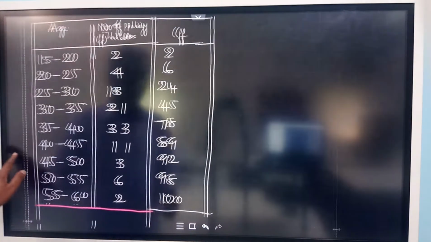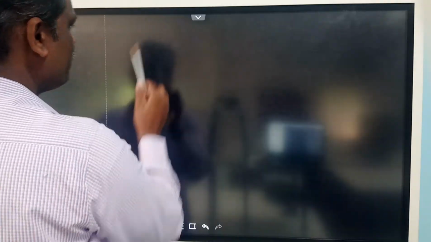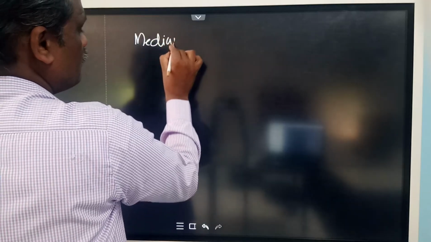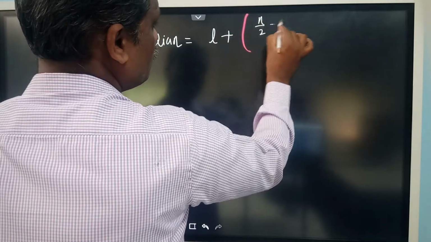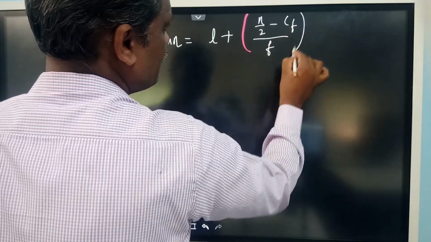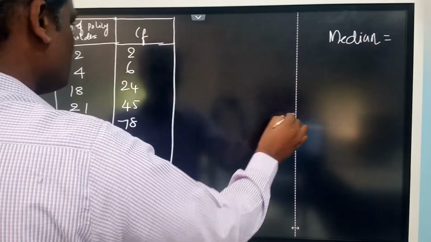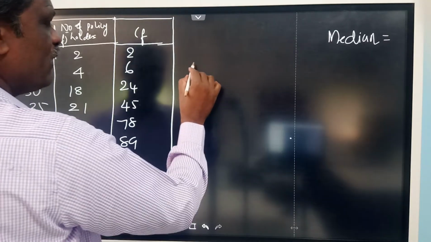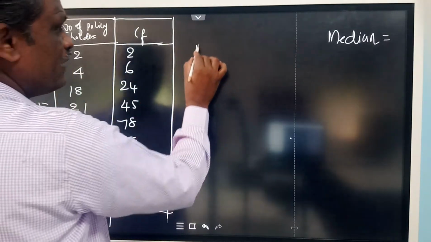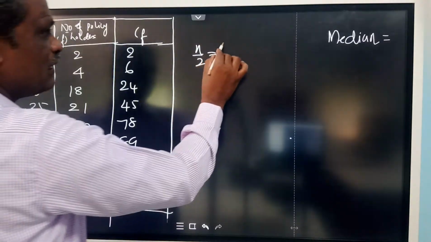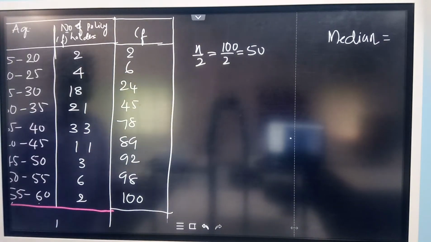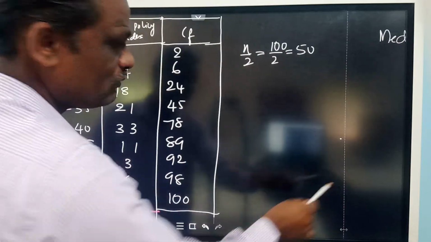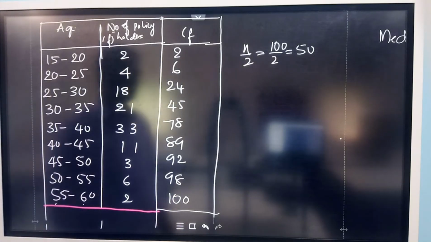Now you can use the formula to calculate the median. Median is equal to L plus (n by 2 minus Cf) divided by f, into h. First you find out the median class. So n by 2, here n is 100, 100 by 2, the 50th observation. Where will you find the 50th observation? Come on, tell me. You need to answer now. Which is the 50th observation?